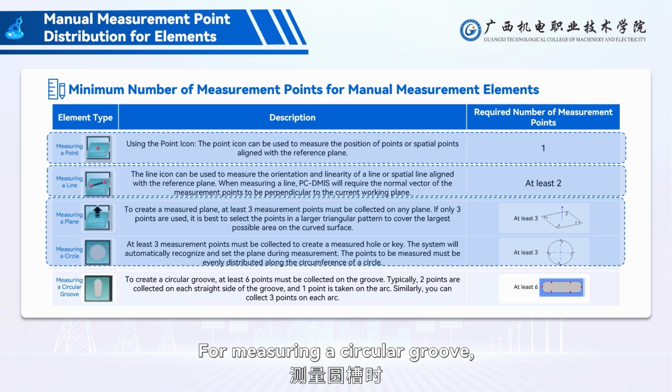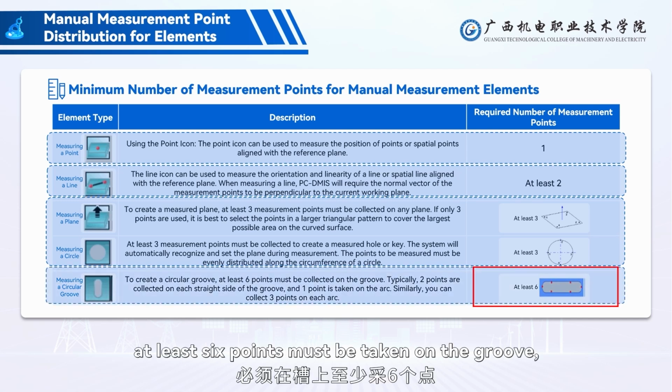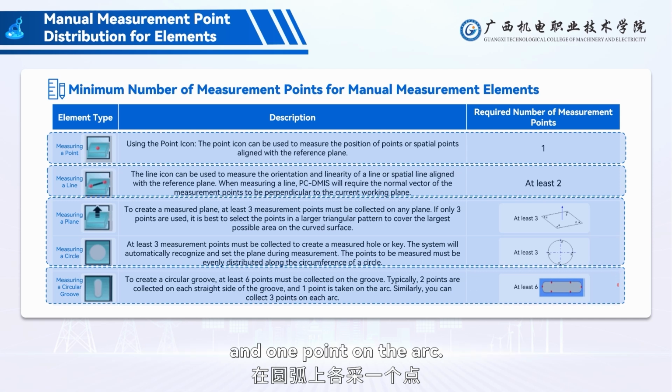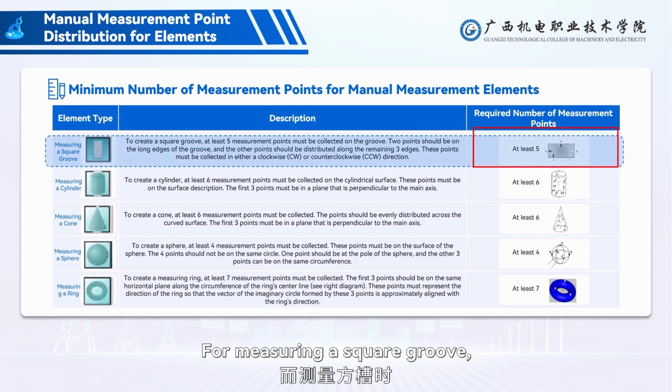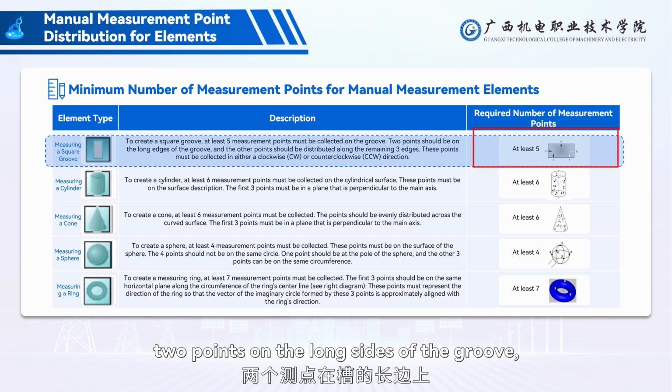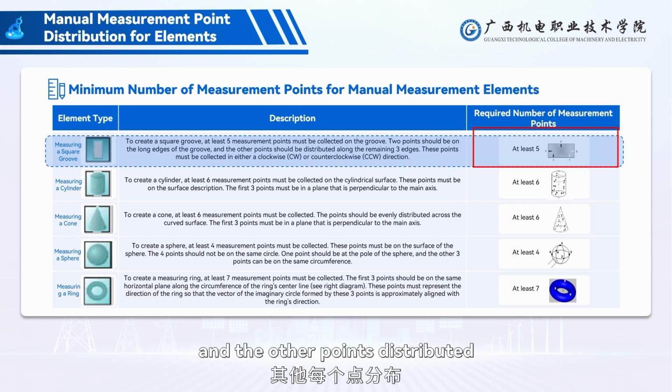For measuring a circular groove, at least 6 points must be taken on the groove, usually 2 points on each side of the groove, and 1 point on the arc. For measuring a square groove, at least 5 points must be taken, 2 points on the long sides of the groove, and the other points distributed on the remaining 3 sides.